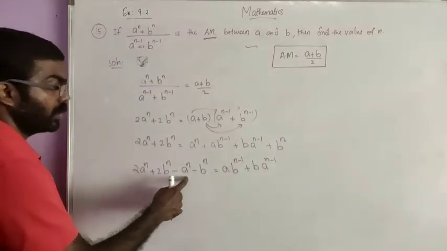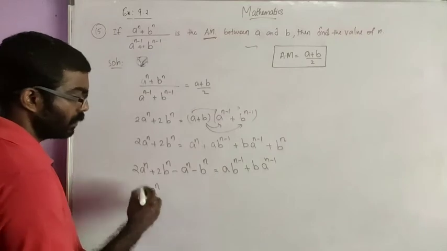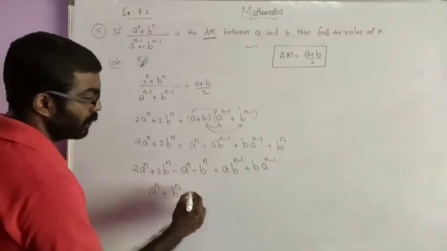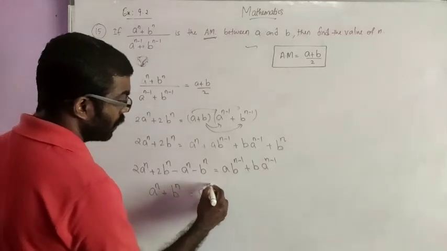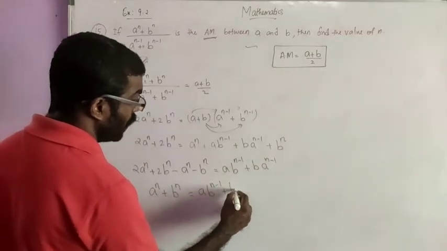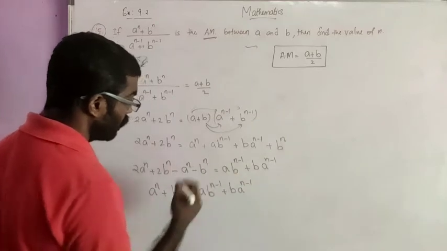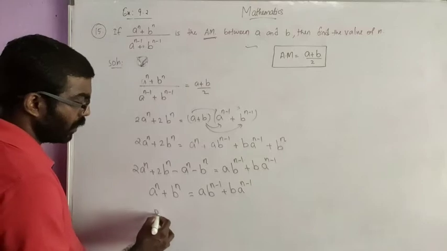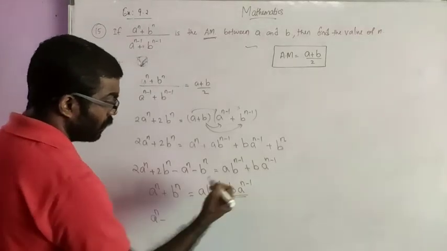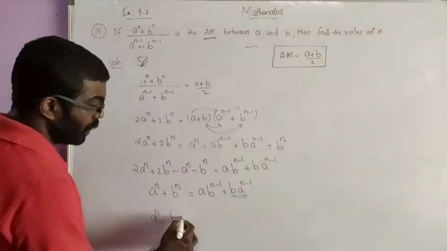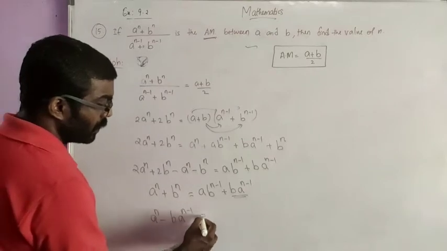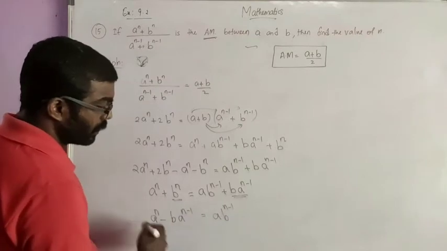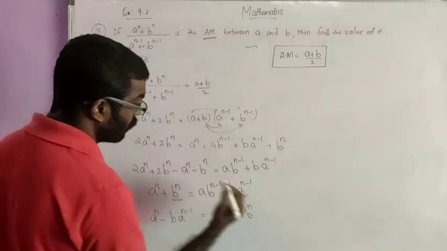2a raised to n minus a raised to n, it is a raised to n. Then 2b raised to n minus b raised to n, it is b raised to n, which is equal to a b raised to n minus 1 plus b a raised to n minus 1. Once again we can rearrange the terms. a raised to n minus, we can take this term to the left side, b a raised to n minus 1, which is equal to a b raised to n minus 1, take this term to the right side, minus b raised to n.